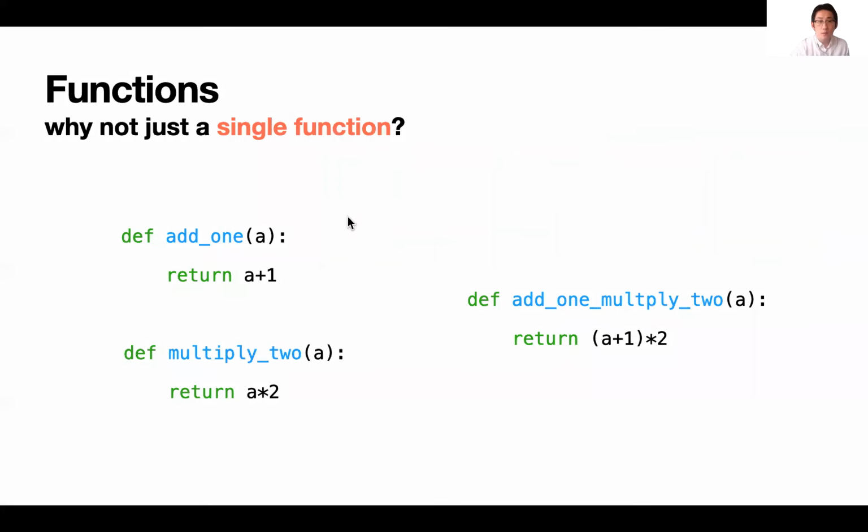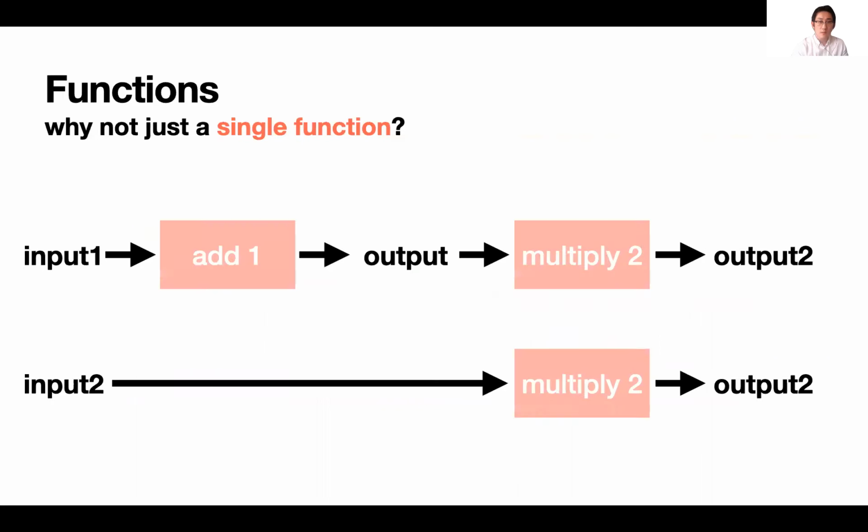You may say, then why not make a single function out of it? Adding 1 and multiplying by 2 looks pretty simple. Why don't you make it as one simple function? You can always do that, but there's a reason for doing pipelines.